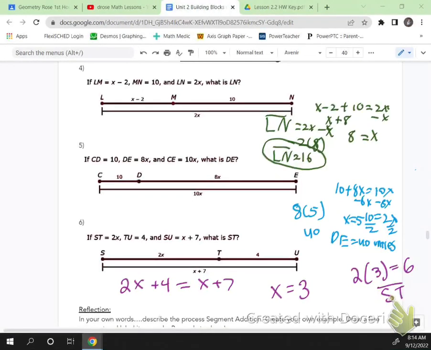Now is the reflection with your partner. In your own words, describe the process of segment addition. Create your own example. Draw a line segment. Label it properly. Be ready to share. So I want you to make your own example now. Use whatever points and letters you want.